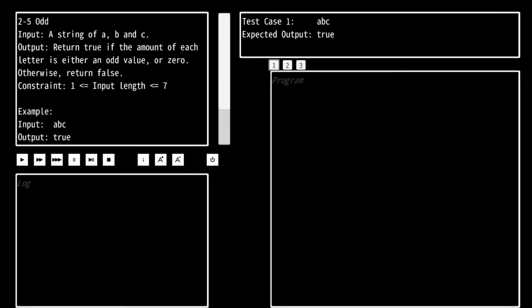Return true if the amount of each letter is either an odd value or 0. Otherwise, return false. What the heck? Okay.